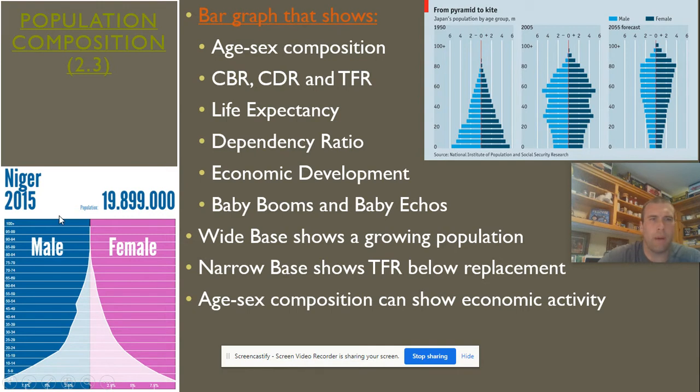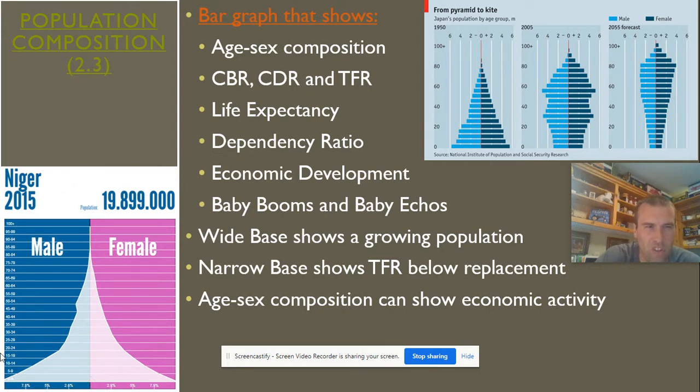If you look down here in the bottom left, this is Niger in 2015. It divides things out, male on the left, female on the right, although typically that can differ. It divides things up every 5 years. It gives you the point, and then it connects the slope in between. So what this shows is a lot of stuff.